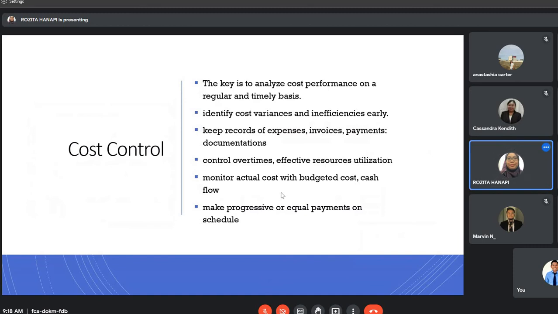Then you need to also monitor actual cost against the budgeted cost, and then also the cash flow in the project. And it is advisable that progressive or equal payment is made according to the schedule.